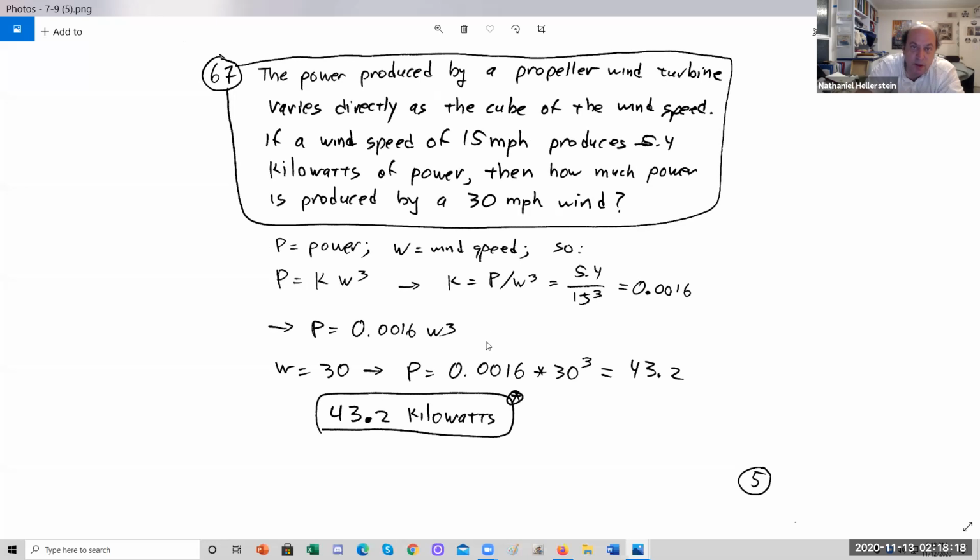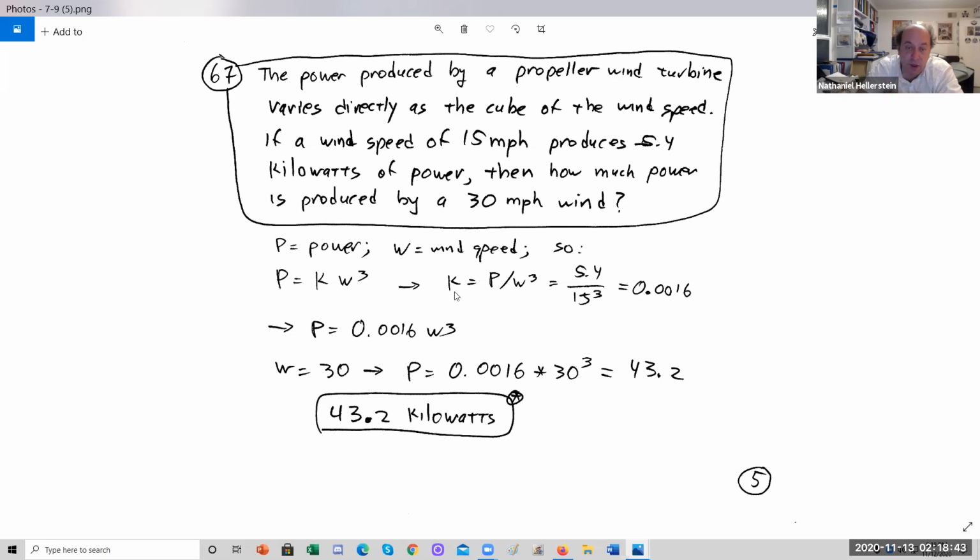Well, here they're getting cute. The power produced by a propeller wind turbine varies directly as the cube of the wind speed. So power P equals K times W cubed, where P is power and W is wind speed. P equals KW cubed. A wind speed of 15 miles per hour produces 5.4 kilowatts of power. So how much power is produced by a 30 miles per hour wind?